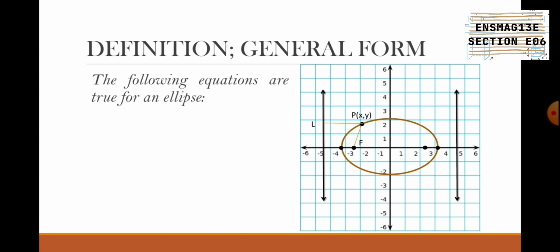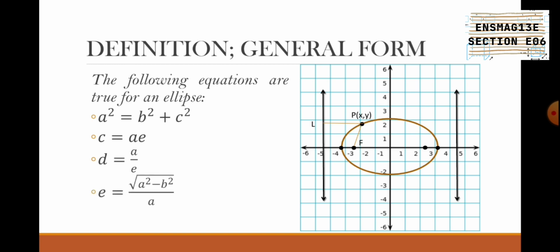The following equations are true for an ellipse. a squared is equal to b squared plus c squared. c is equal to ae. d is equal to a over e. Thus, eccentricity is equal to square root of a squared minus b squared all over a.